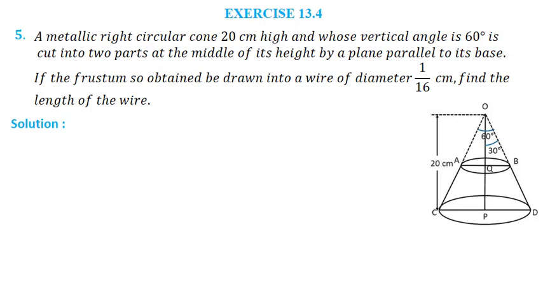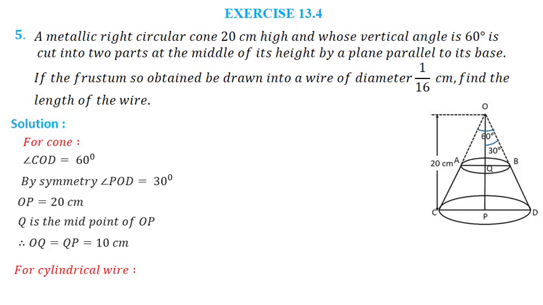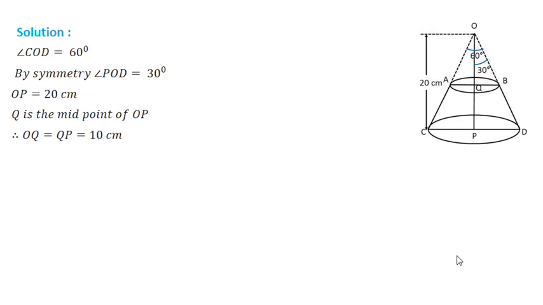Now for cone, angle COD is given 60 degree, and by symmetry I will say that angle POD is 30 degree. OP is given 20 cm. As Q is the midpoint of OP, I will say that OQ is equal to QP is equal to 10 cm. And for cylindrical wire, when I melt this frustum of cone and draw wire, the diameter is 1/16 cm. So that gives me radius as 1/32 cm, and its length is unknown, that we have to calculate. So let us first find dimensions for this frustum of cone.